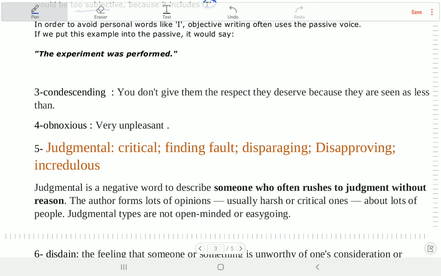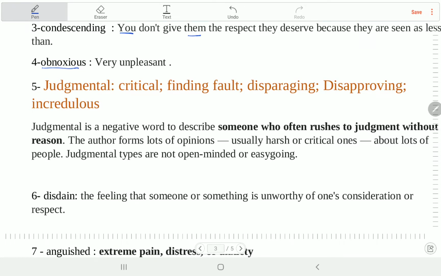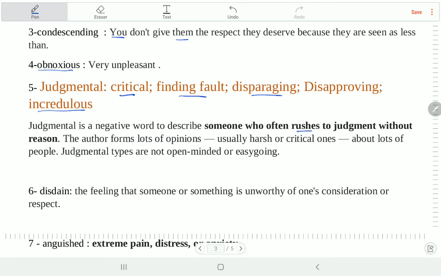Okay, so other words, like in number 3, we have the word condescending. Condescending means when you don't give people the respect they deserve because they are seen as less than. So when you just belittle people. Obnoxious means very unpleasant. 4, judgmental. The word judgmental means critical, finding fault with people's mistakes. Disparaging, disapproving, incredulous. Judgmental is a negative word to describe someone who often rushes to judgment without reason. You have a situation, someone did something, someone was late, so you decide you're a bad person, or you are a good person. So you judge people. You find faults with people. You criticize people. So this is judgmental.